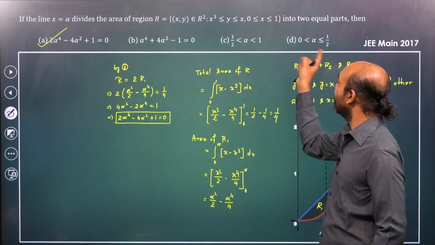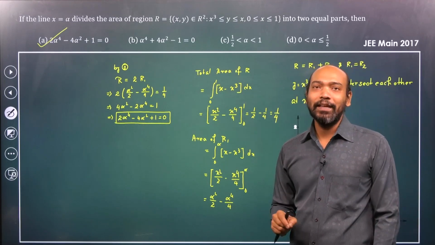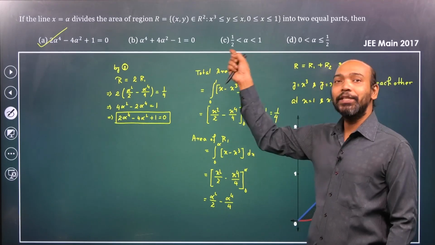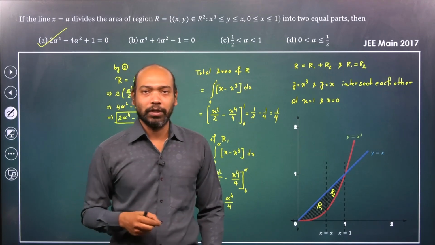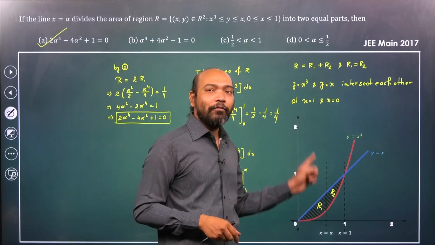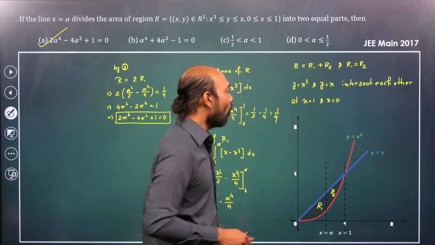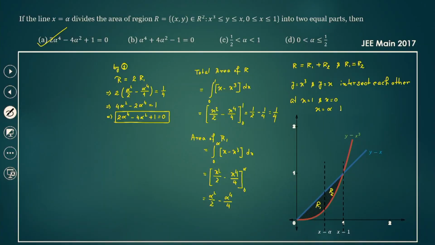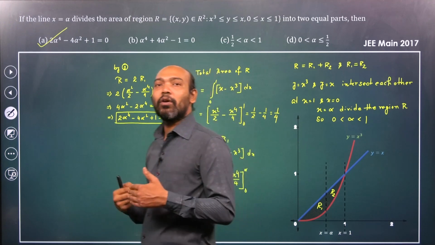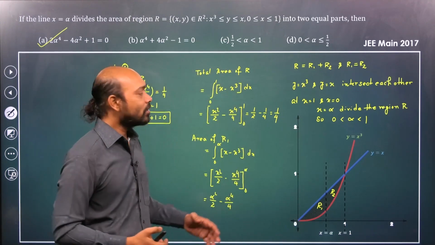Why? Because if I see the other two options, we are obviously given some ranges of alpha. So it's better to calculate that and see which is the correct option. Now, only one thing: alpha actually divides that range. So it is obvious that x equals alpha divides the region. So it's obvious that alpha lies between 0 and 1, because if alpha is not in that interval, obviously it can't divide it. So that's the one condition.